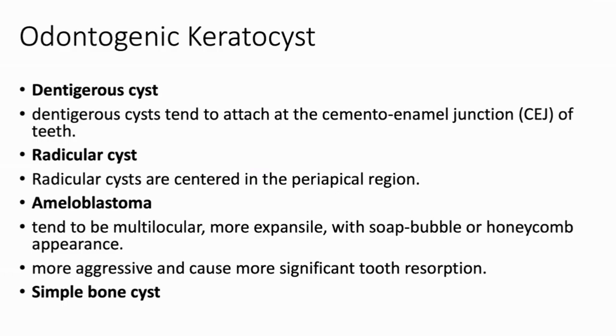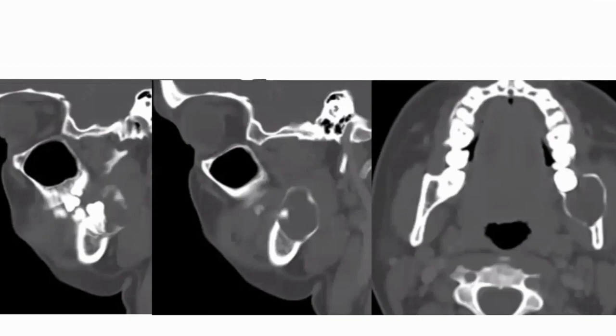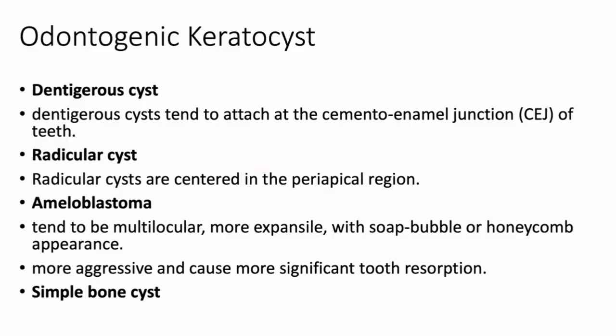Ameloblastoma can be multilocular, more expansile and soap bubble lesions. They can be aggressive, and it can be a simple bone cyst. And usually in young patients, odontogenic keratocyst is the first differential in this particular case because the location is very classic. It is usually at the angle of the mandible, and they grow along the length of the mandible, along the tooth and the dental lamina, and they are not associated with infection, because radicular cysts are usually associated with sometimes infection or periapical abscesses.